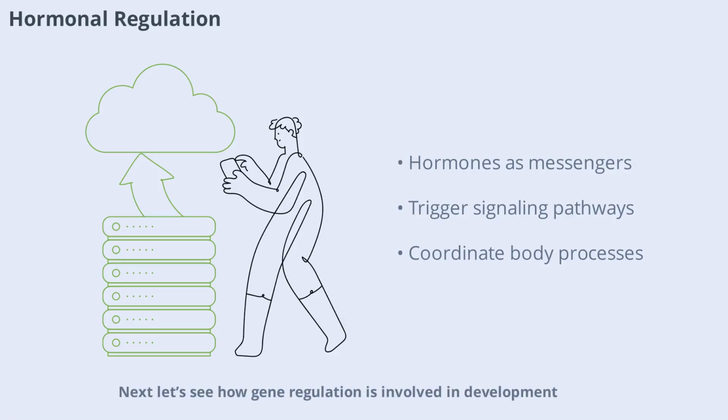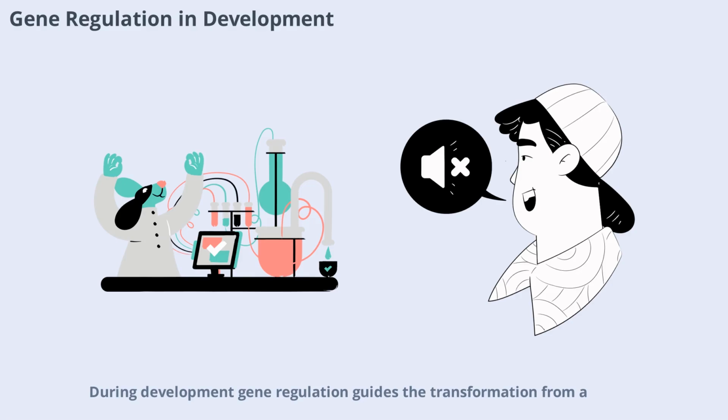Next, let's see how gene regulation is involved in development. During development, gene regulation guides the transformation from a single fertilized egg to a complex organism. Specific genes are turned on or off at precise times and locations, directing cells to divide, specialize, and form tissues and organs. Mistakes in this process can lead to developmental disorders. The orchestration of gene activity is like a symphony, with each gene playing its part at the right moment.